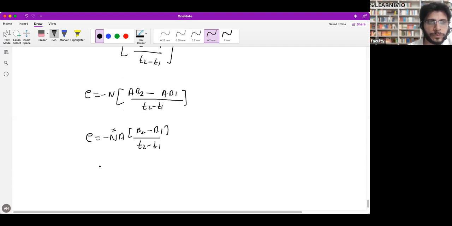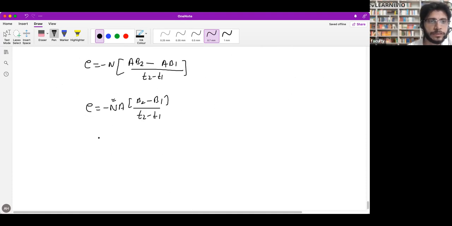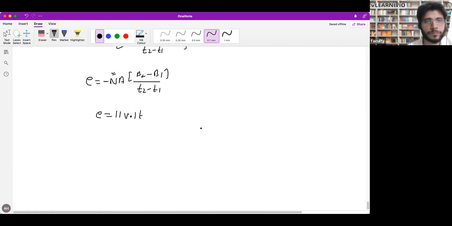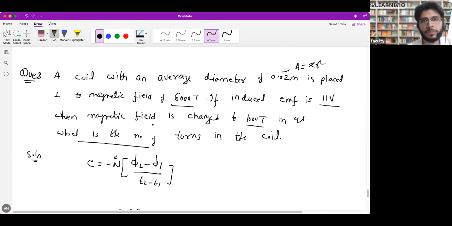Next, you need the value of n, so substitute all values. How much is E? All terms are given. E is 11 volt. B1 is 6,000 Tesla. B2 is 1,000 Tesla. T2 minus T1 is the time interval. How much is the time interval? That's 4 seconds.